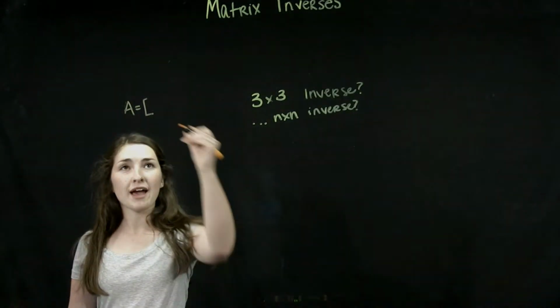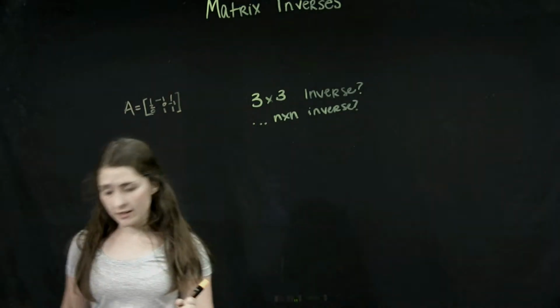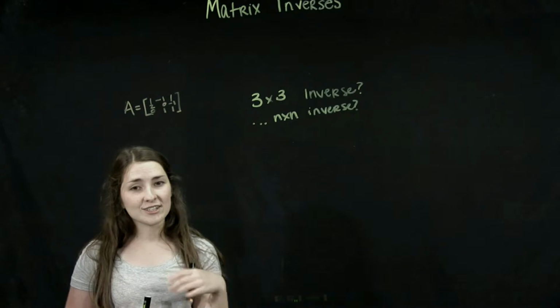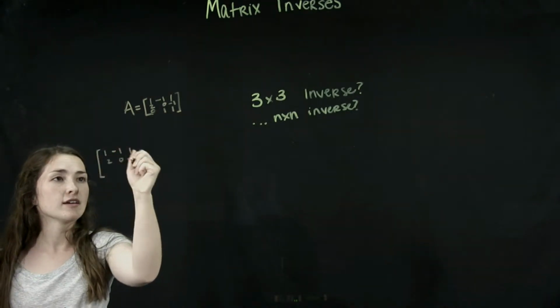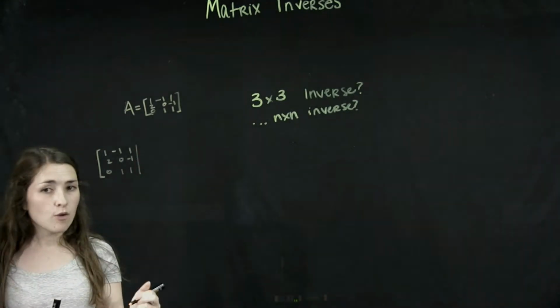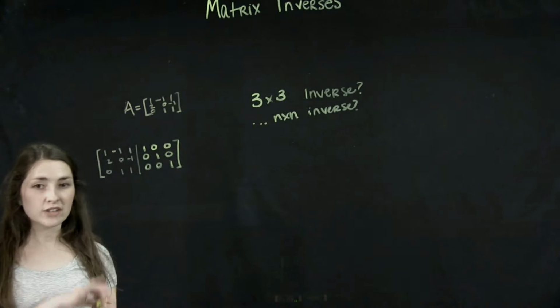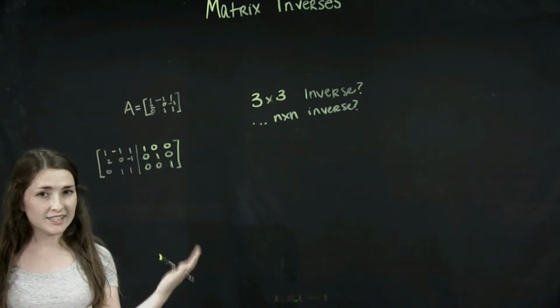So let's suppose we have A, and we want to try and find the inverse of A. So what we can do, using our handy dandy tool we just learned, we can take A and augment it with our identity matrix. Okay, so now we're going to try and reduce this side to reduced row echelon form or the identity matrix.